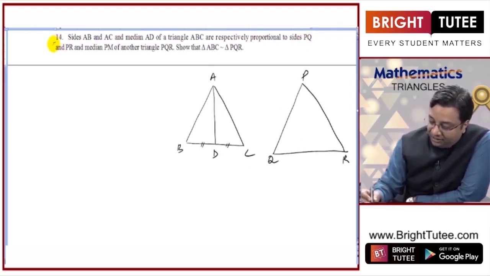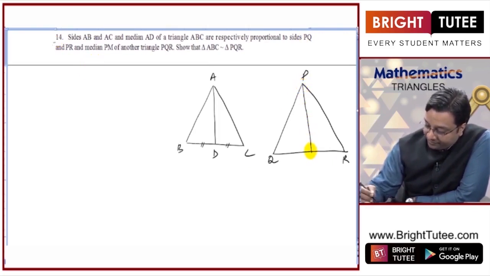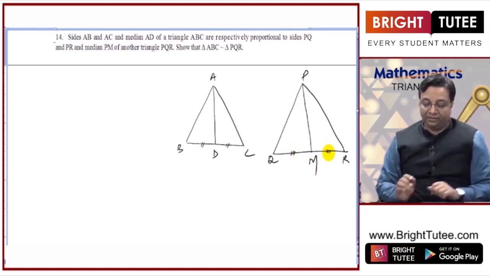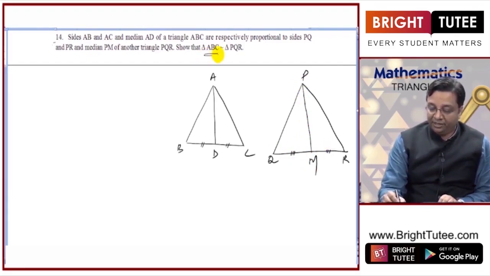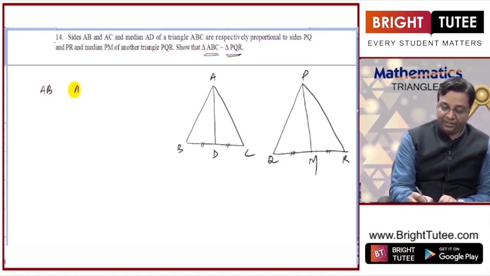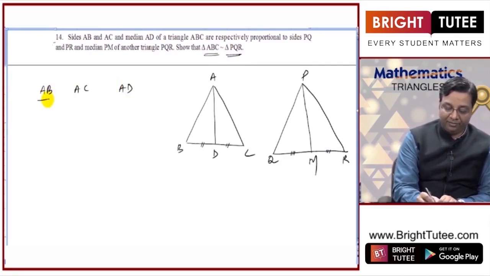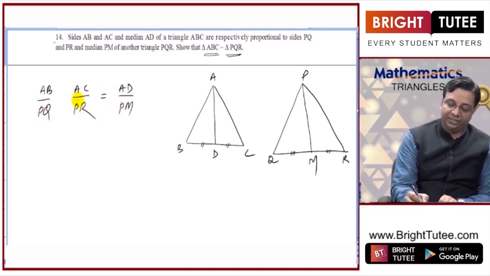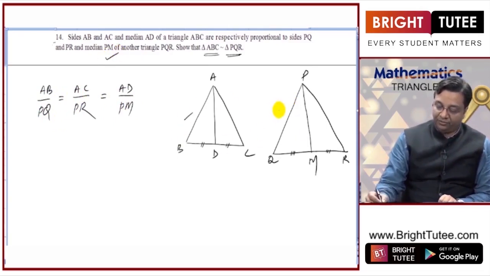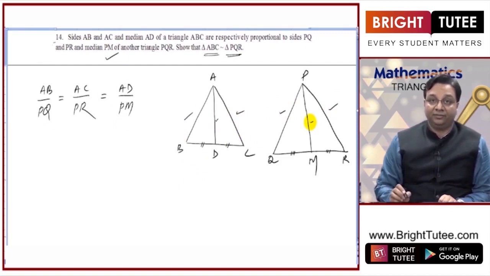Now in this question, in triangle PQR, PM is the median, so QM will be equal to MR. This much is given. I need to show that ABC is similar to PQR, and the ratios AB by PQ, AC by PR and AD by PM are equal. This is given: AB by PQ, AC by PR, and the ratio of medians is given.